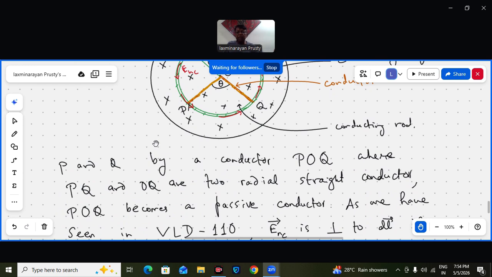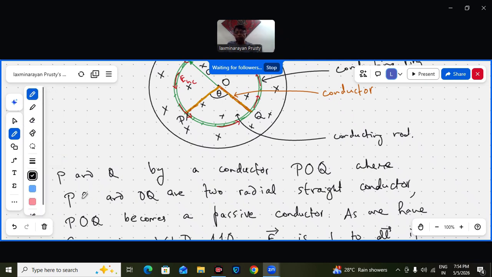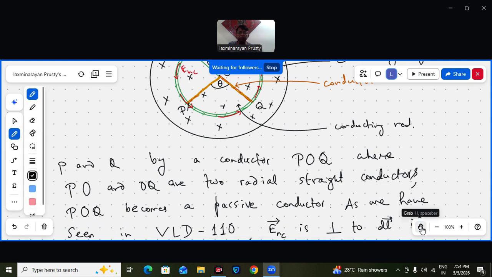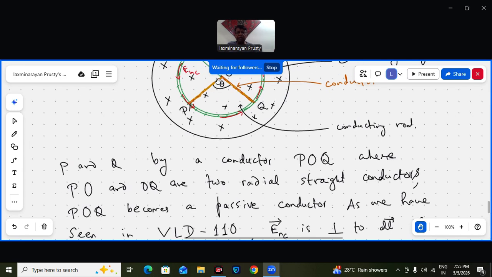Where P and O, and O and Q, are two radial straight conductors. Okay, radial straight conductors. Then POQ becomes, say, a passive conductor.